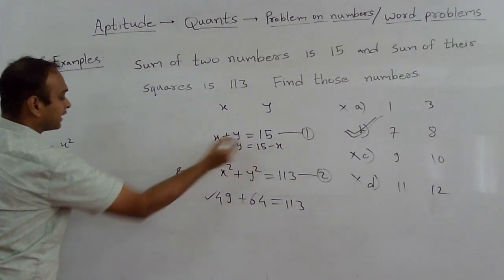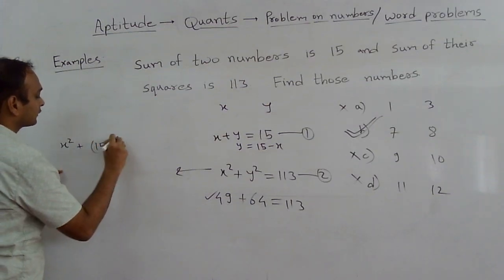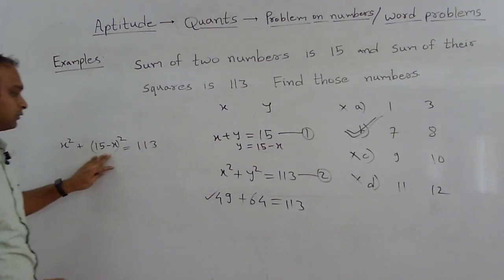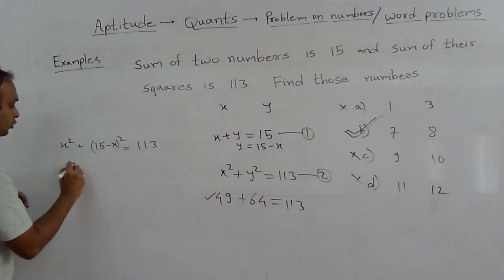Then y we have taken as 15 minus x. So 15 minus x whole square, and this is equal to 113. So here we got this equation. Now solving this further, we can open this bracket.